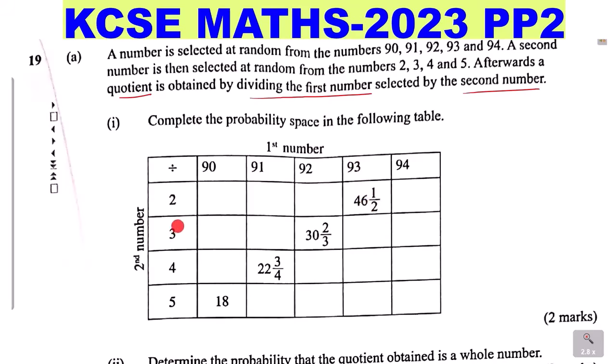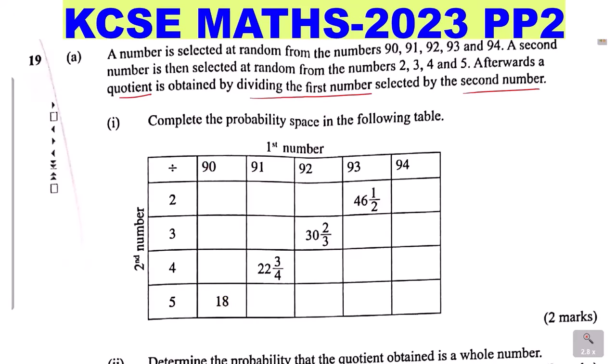93 divided by 3, so the other one is 92 divided by 3, you get 30 and 2/3. Then for this one you have 91 divided by 4, you get 22 and 3/4. Then 90 divided by 5, you get 18.